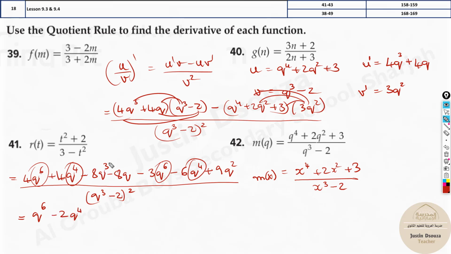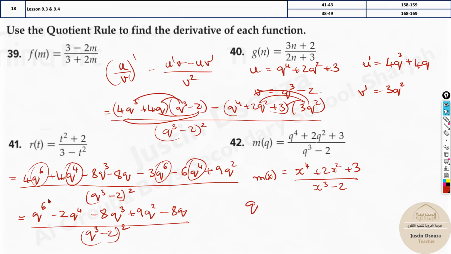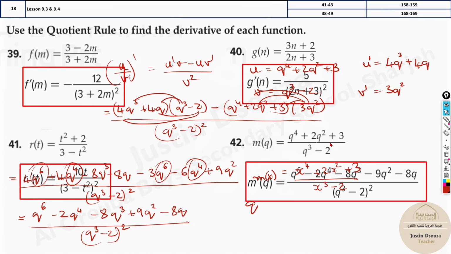What is q power 3? It is minus 8q power 3. And what about this? Plus 9q squared. And lastly we have minus 8q, divided by q cubed minus 2 the whole square. Now please don't mind my q. My q is similar to a 9 itself, but I hope you understand that. So that must be the answer. If you are done in terms of x, it will be x to the power 6, x to the power 4 and everything. But at the end, just put it back to q because originally it was q. So you can see this. Let's just check our answer. Yes, it's okay. Now I have made a mistake.